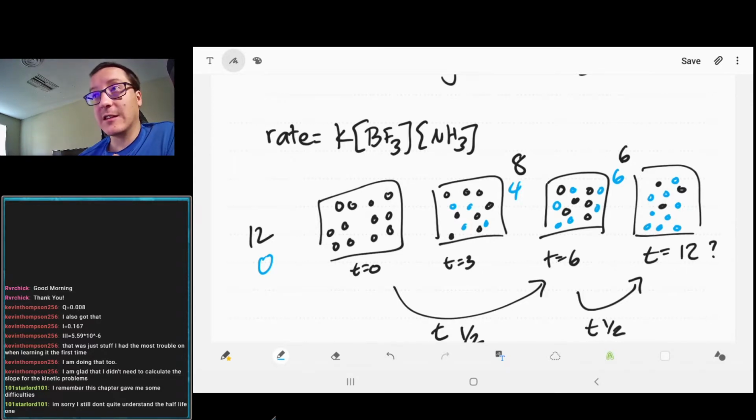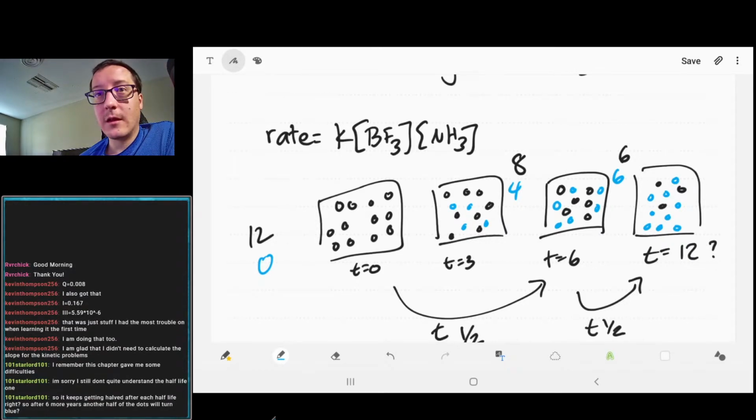So that's 6 years. So if we're looking for 12 years, 12 years is 6 years after 6 years. If we were looking at 18 years, we would have 1.5 black dots left. Obviously not really possible because they're dots. You can't have half a dot, but that's what you're looking at.